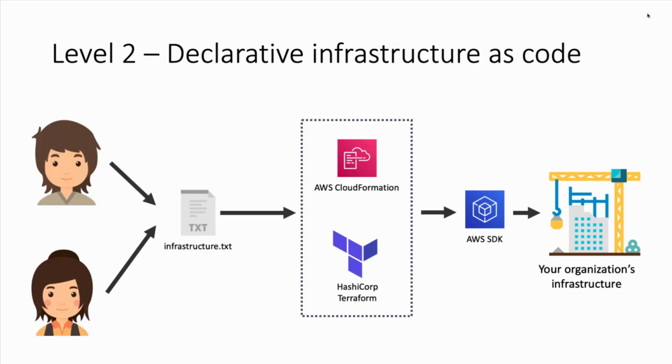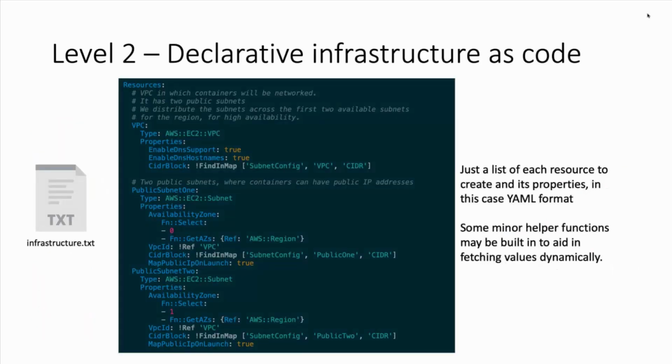So here's what that looks like. I'm showing an AWS CloudFormation example. In this case, it's written in YAML format. So this would be infrastructure.yaml. And you can see that I have a list of resources in this document. And I see that there's a VPC resource, there's subnet resources, and each of these resources has properties.